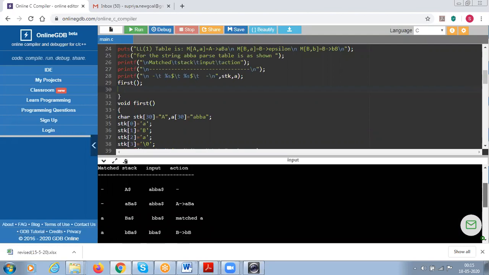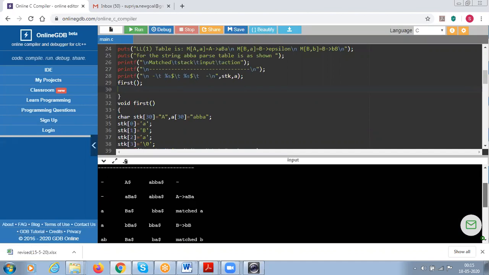What goes into matched is this: whenever the top of the stack symbol and the input string symbol are common, that symbol goes on to the matched string. The stack initially holds the start symbol. The start symbol in the grammar is A, so A followed by dollar. Dollar is the end symbol. The input given in the question is ABBA followed by dollar. A is the first entry in your input string.